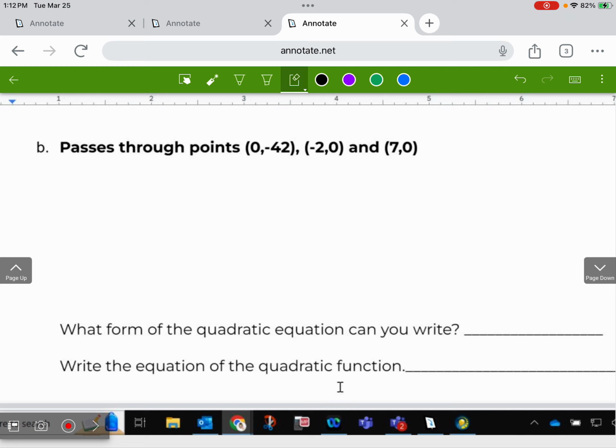Okay. So what we have here on B for number 4 is we have a couple of points. Actually, 3 points. What do we notice about these 3 points?